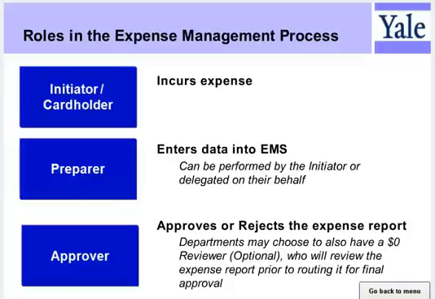The transmittal preparer prepares the expense report transmittal form on behalf of the initiator and transmits the information to the transaction preparer. The transaction preparer enters the expenses into EMS. The approver reviews the details of the report and then decides whether to approve or reject the report.